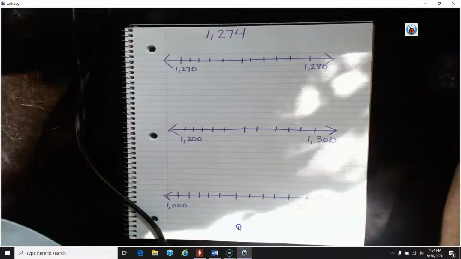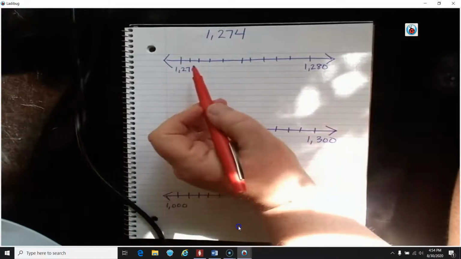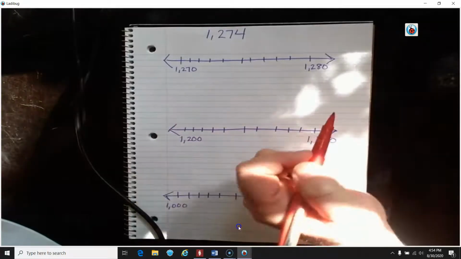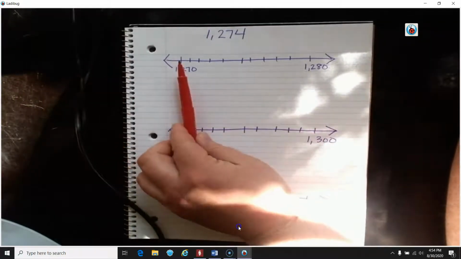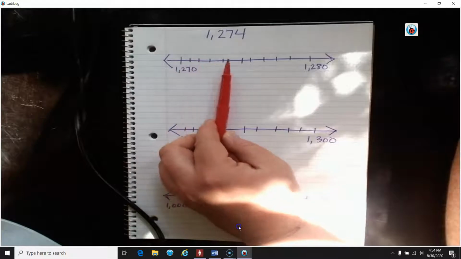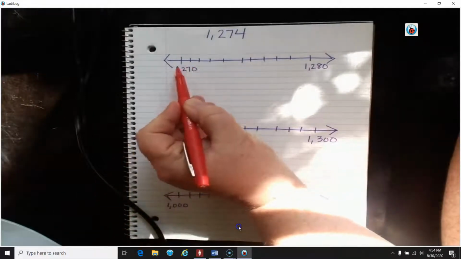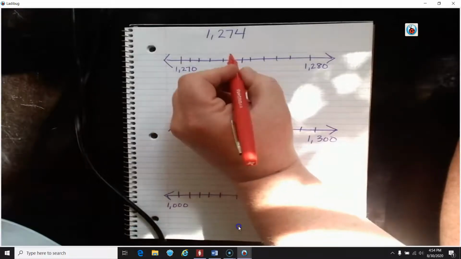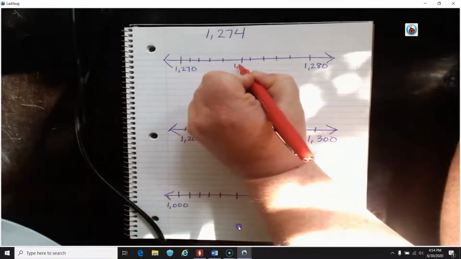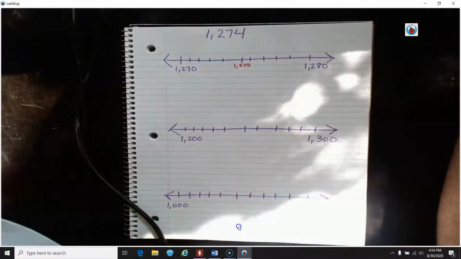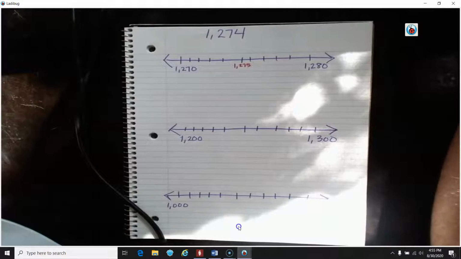1,280 on this side. Now I need to think for a minute about what all of these other marks would mean. And if you look, the number line should be split up into 10 sections. 1, 2, 3, 4, 5, 6, 7, 8, 9, 10. Okay? So if I think about a 10, which is what I'm rounding to, half of 10 is 5. So in the very middle, on the 5th mark, from 0, 1, 2, 3, 4, 5, this one is going to be 1,275.